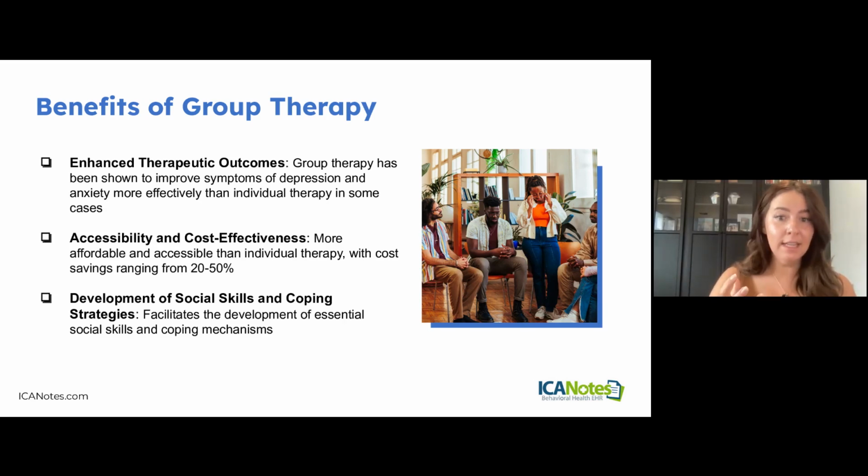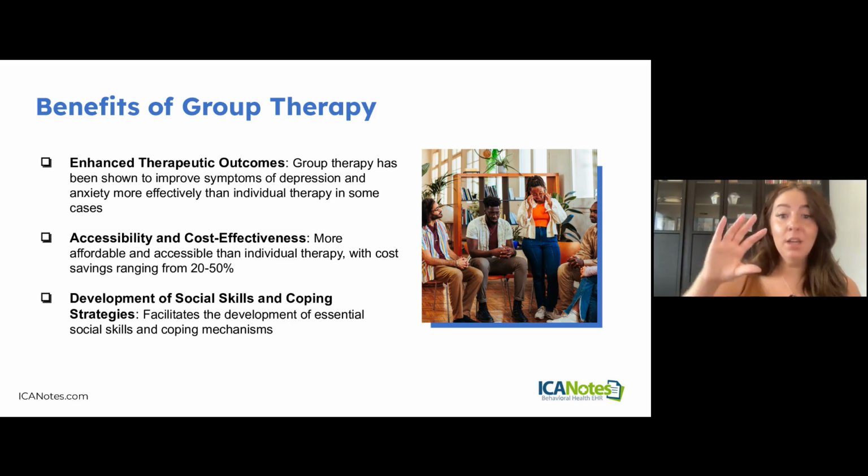So definitely we are built within communities. And so being able to have group therapy where people are really reflecting with each other, working through problems, you will see, if your selection process and your structure is right on, enhanced outcomes. There's also accessibility and cost effectiveness.